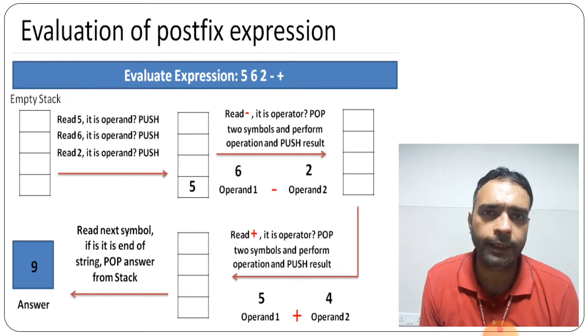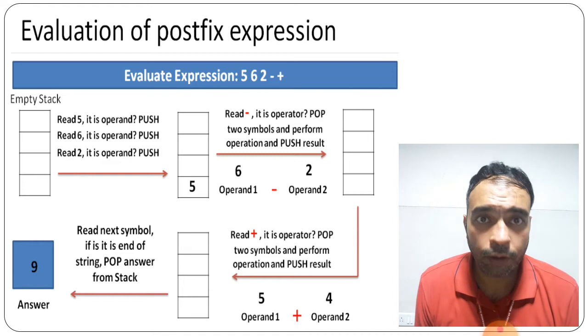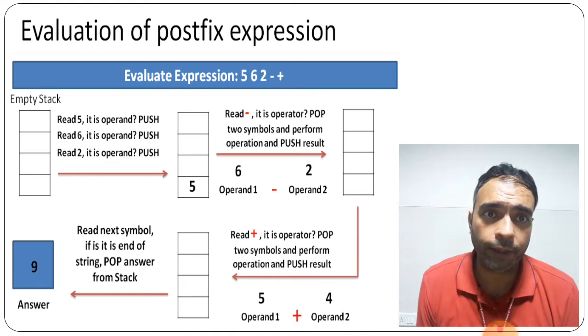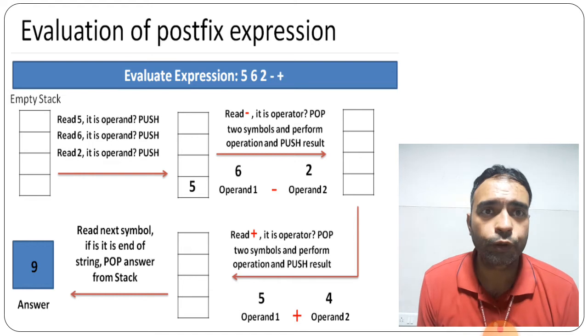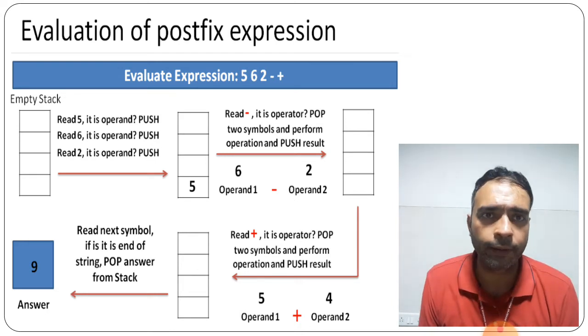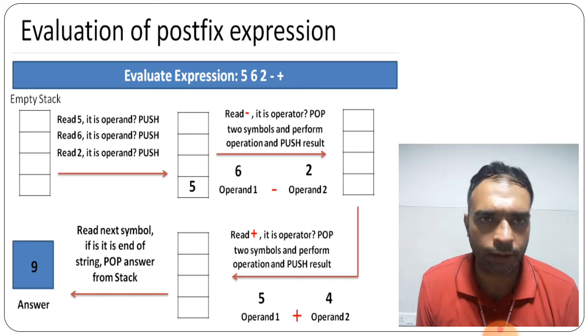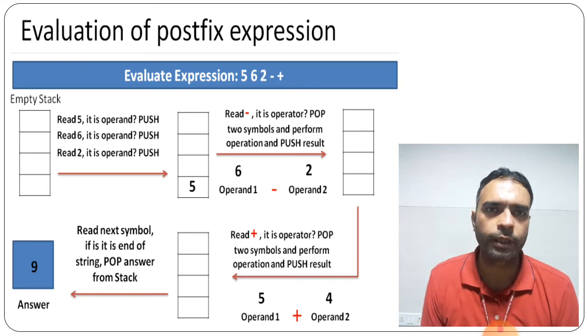First, the empty stack is given, so initially the stack is empty. Now what we have to do, first of all, we have to read the 5. If it is an operand, we have to push it. Push means insert it into the stack, that is 5. Then 6 is read, and that also is an operand, so that is also pushed into the stack.